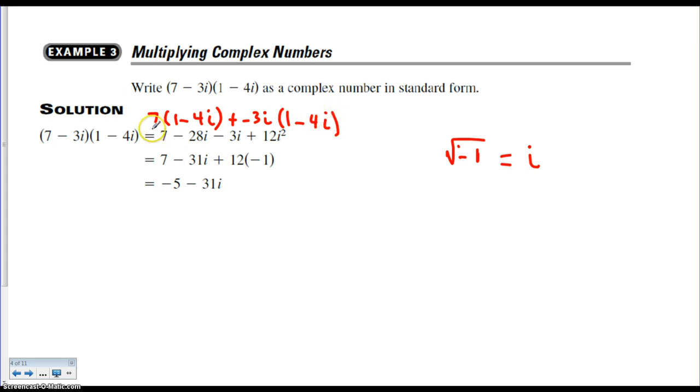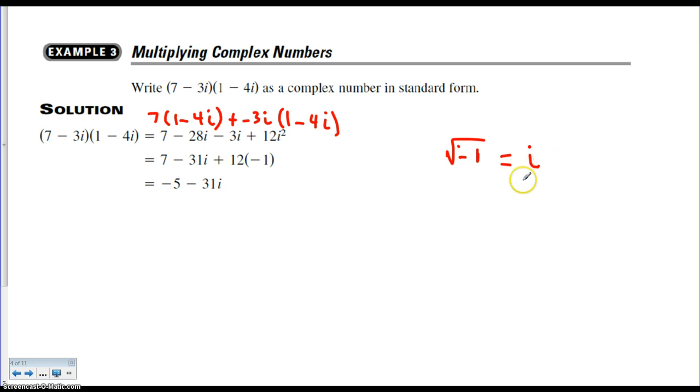Okay, so I take 7 times 1, I know that's 7. I take 7 times negative 4i, I get negative 28i. Negative 3i times 1 gets me negative 3i. Negative 3 and negative 4 gets me positive 12. i times i gets me i squared.